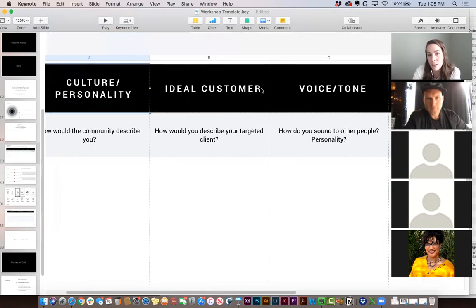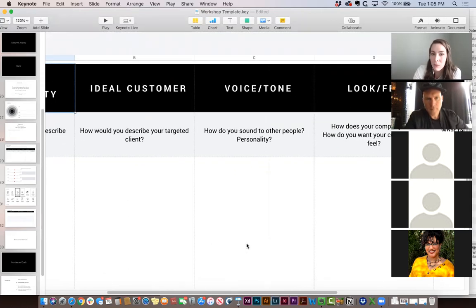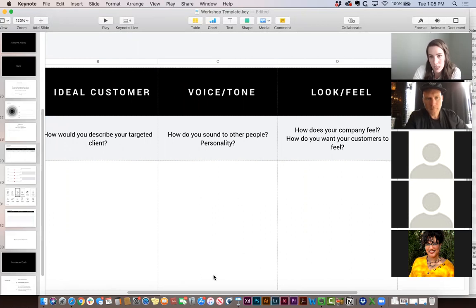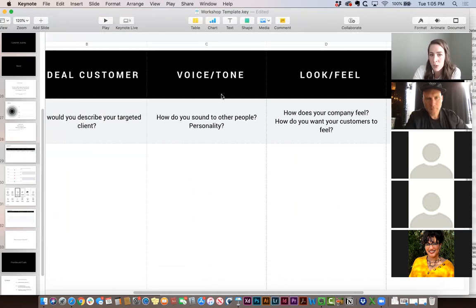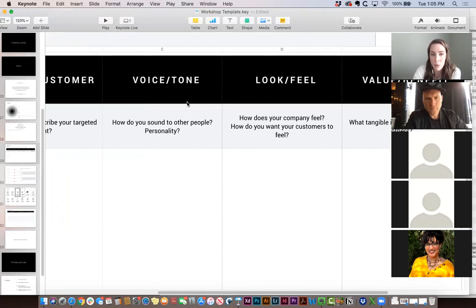Then we talk about their ideal customer. We've already talked so much about their ideal customer, so we should have an idea of what they're like. Maybe I'll ask them to throw out some words or tell me a story. Just get your client to talk, pick out what's most important and put that down. And then the voice and tone. So how do they sound? What do they sound like towards other people? We've already talked about personality, but how does it come out in voice?